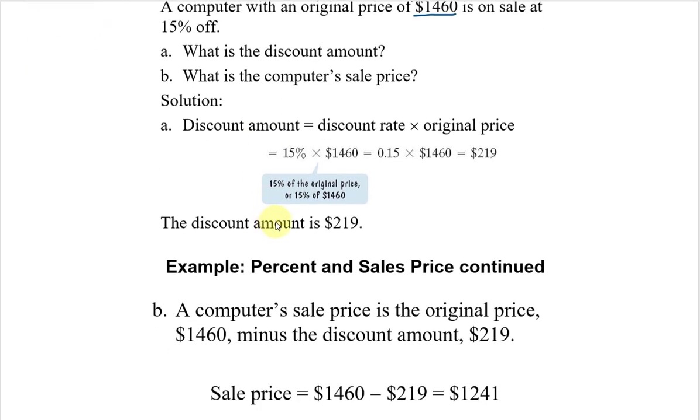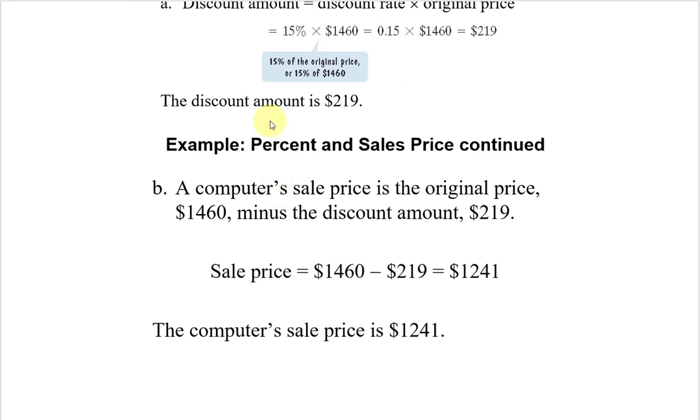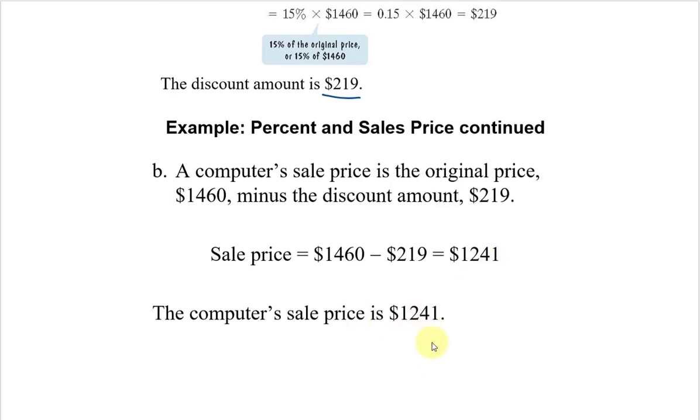And then they ask you what is the computer sale price. So we know the discount amount is 219. So we take the original price, we subtract the discount amount. So it gives us 1,241. So this is the final sale price.